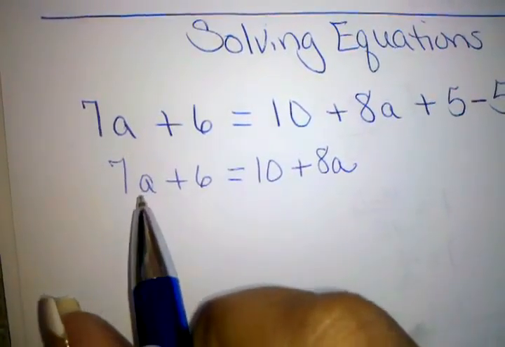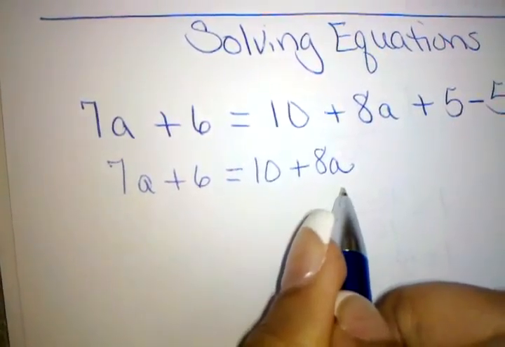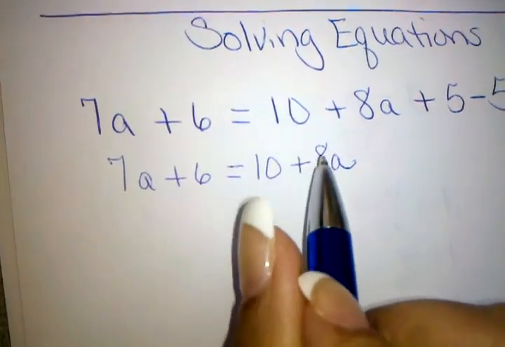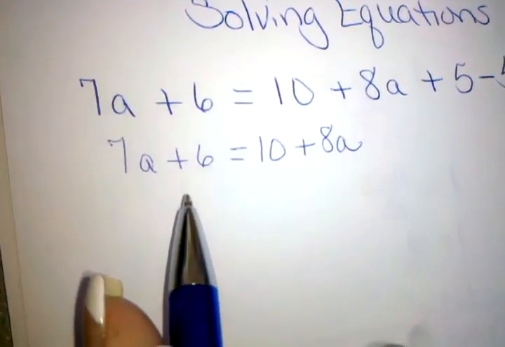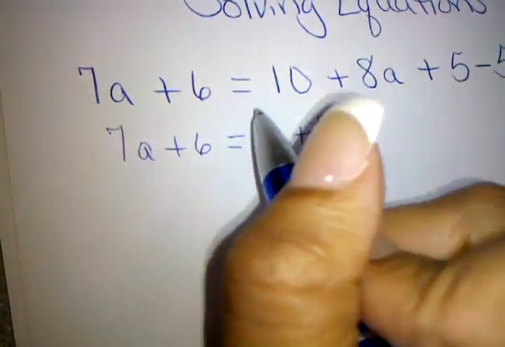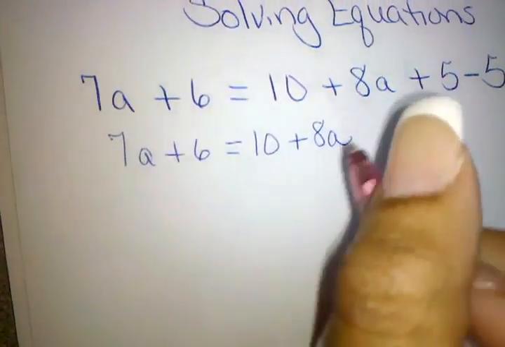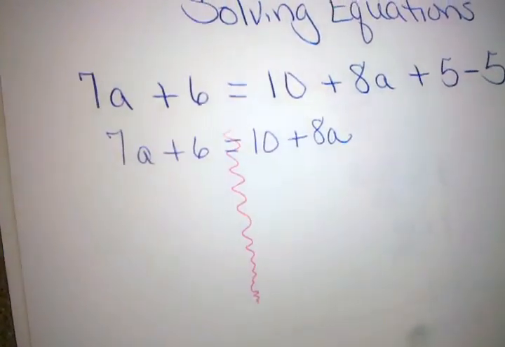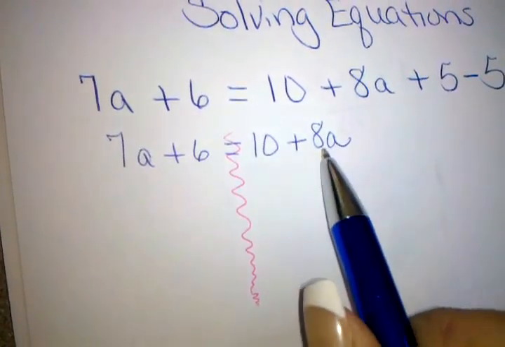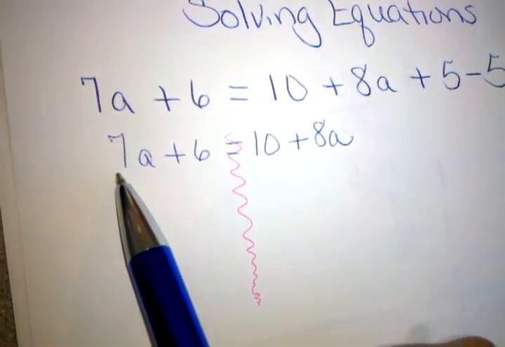There are no more like terms on the same side of the equal sign. Our like terms are now across the equal sign. So we want to get our like terms together. You can draw the river if that helps you. You want to get the families together. 8a belongs with the 7a.